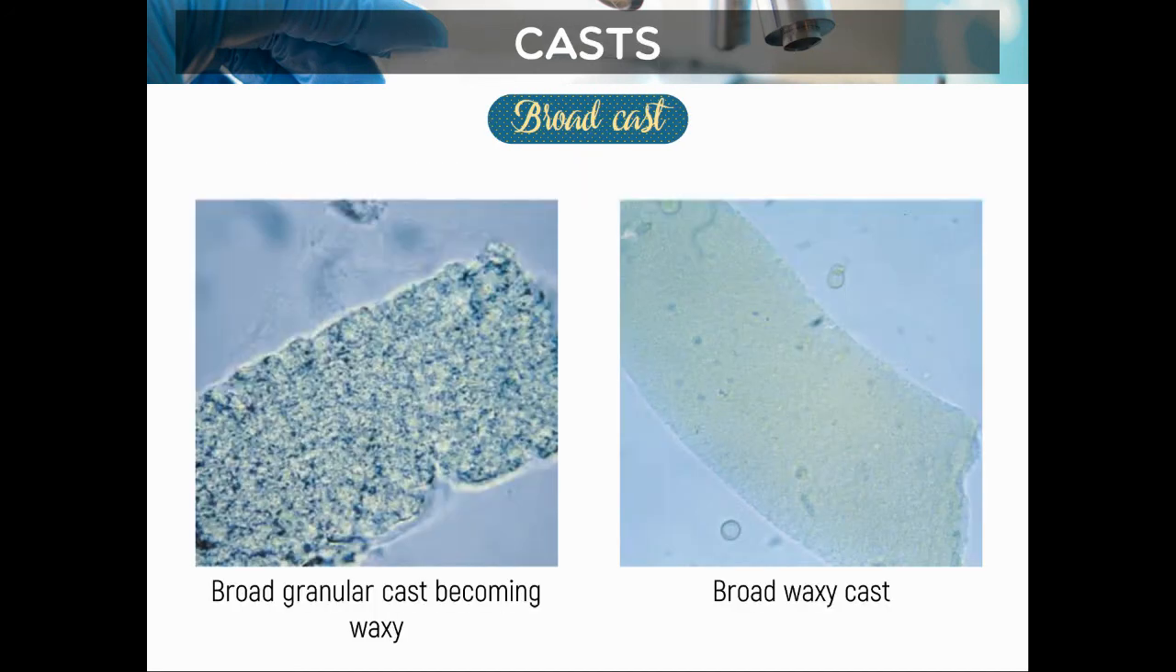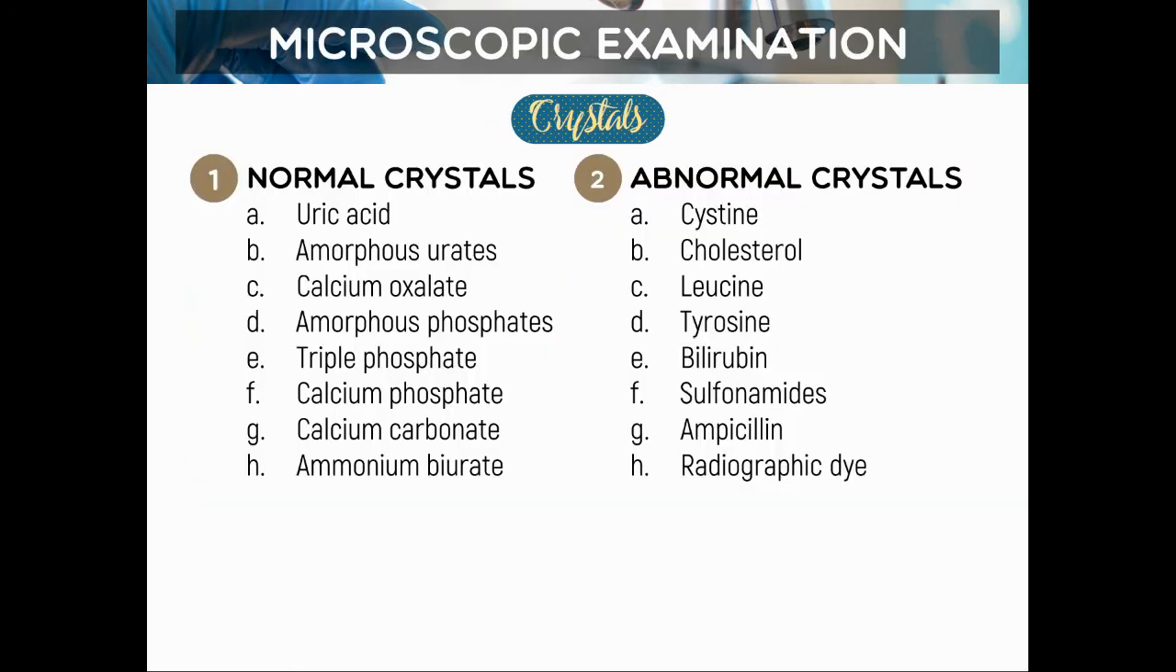And wait, before I forget, I mentioned earlier the mixed cast. Basically, a mixed cast contains two types of materials inside a cast, for example, RBCs and bacteria. It is called a mixed cast, but usually we do not report it. For example, if you see RBCs and bacteria inside a cast, try to search another field, and see what is dominant. If the cast mostly has RBCs inside, report it as RBC cast. If it mostly has bacteria, report it as bacterial cast. So again, those are our different types of cast. So now, let us proceed to the crystals.